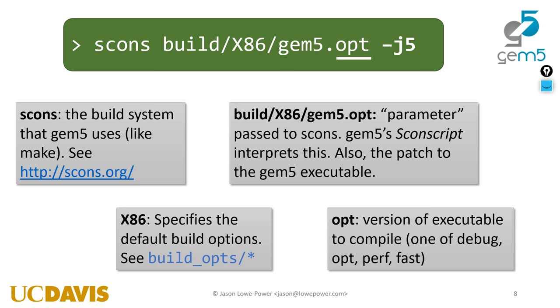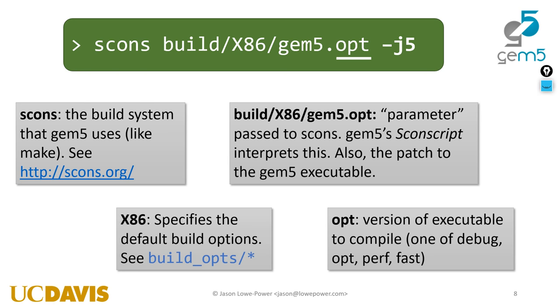Okay, and then to answer your question about opt. So opt is the one that is really most commonly used when you're developing with gem5 because it's relatively fast and it also has all of the debug features built in. So it compiles with debug flags, so you can use GDB, and it also compiles with all of the dprintfs, all the debug print statements, which we'll look at later.